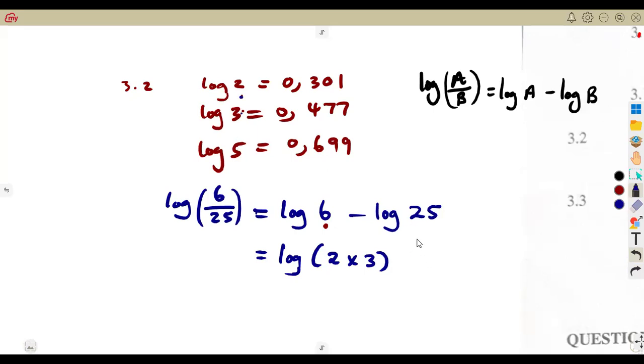What about log 25? Log 25, that's 5 times 5. 5 times 5 is same as what? Is same as 5 squared. Guys, if you multiply like this, 5 times 5, that's 5 squared.